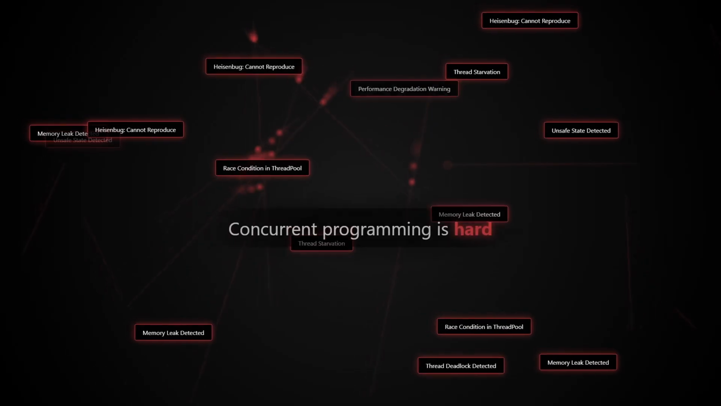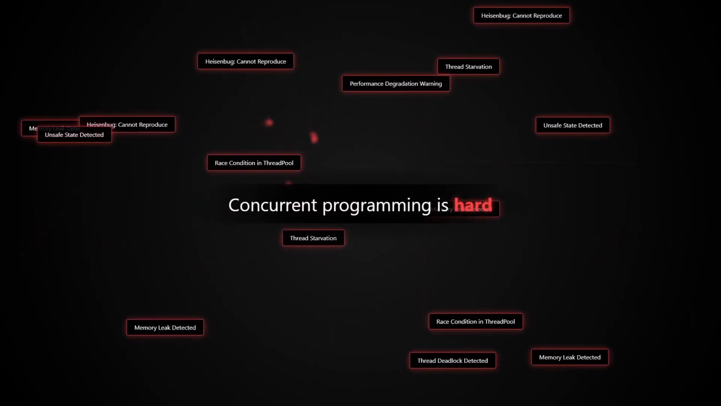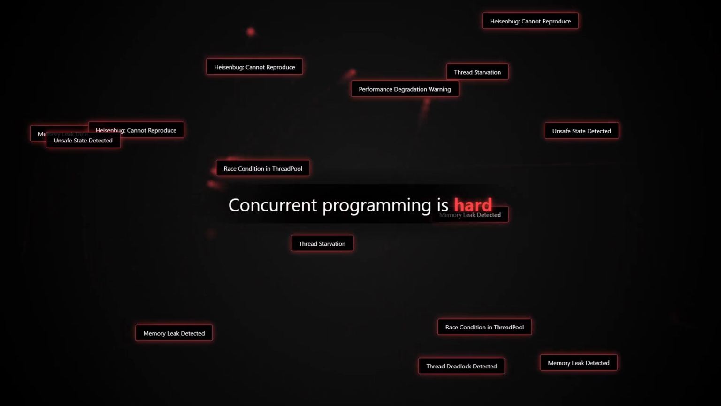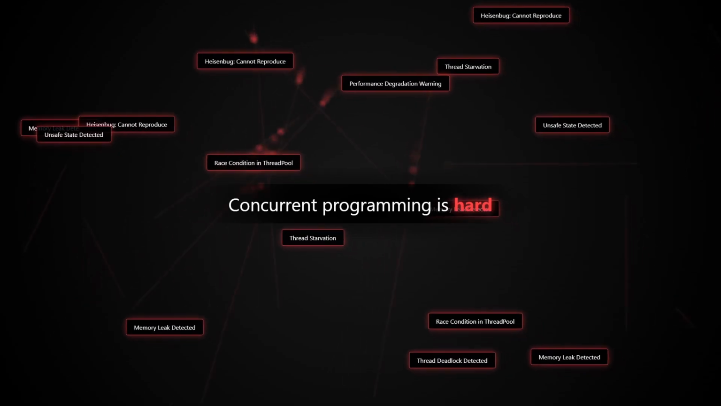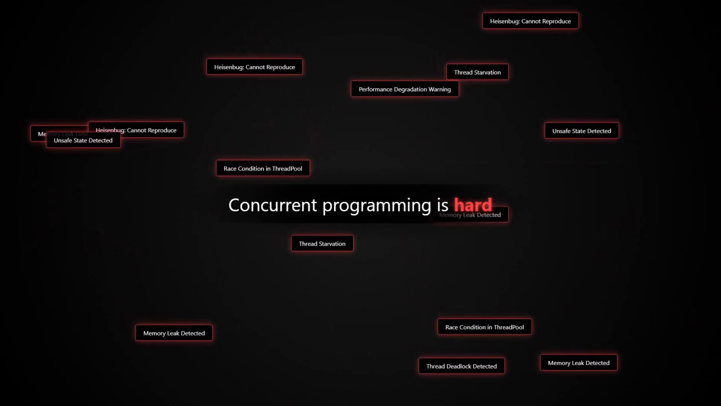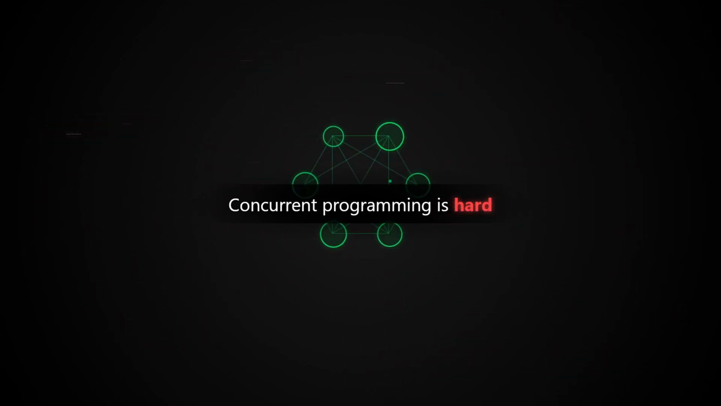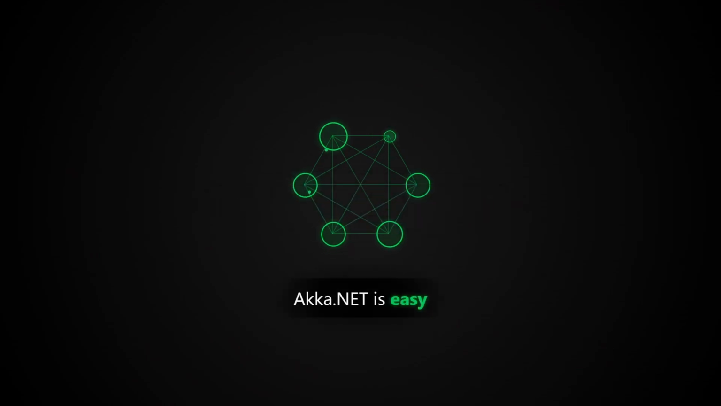Concurrent programming is hard. Freezing UI threads, race conditions, Heisenberg bugs, deadlocks, you name it. These are all problems with traditional concurrent programming. But what if there was a simpler way? Well, that's where Akka.net comes in, to simplify concurrent programming and make it fun, easy, and understandable.